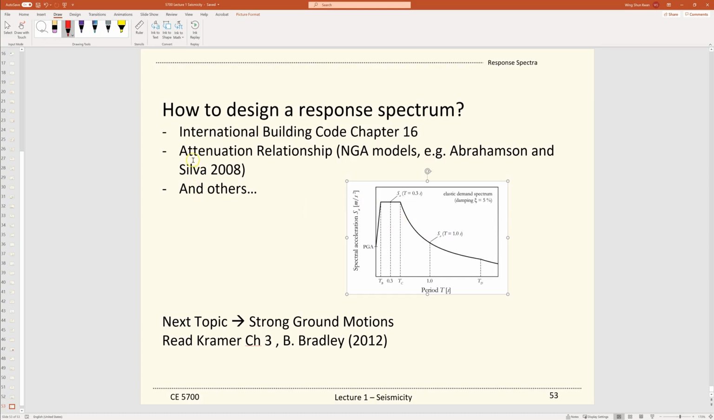And also the attenuation relationships we will talk about in the next module, those NGA models, Next Generation Attenuation models. And also you can do a full dynamic response analysis in finite elements or finite difference. And in the next topic, we will talk about strong ground motions. I highly encourage you to go through the reading materials.